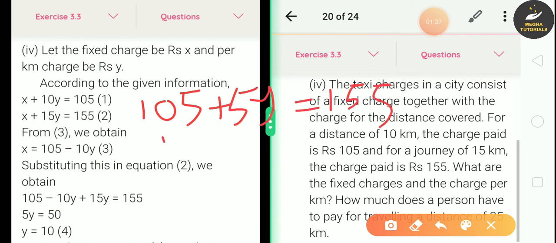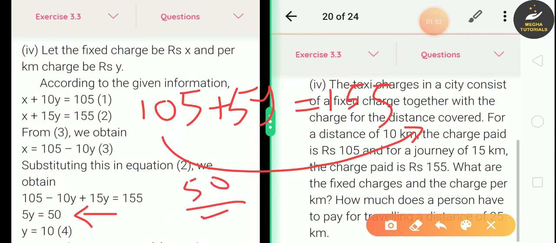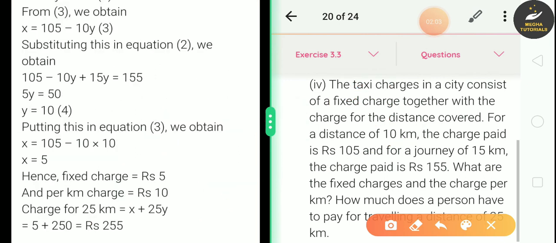Transpose 105 to the right hand side, so we'll get 5y is equal to 155 minus 105, which is equal to 50. So we'll get 5y is equal to 50. Then y is equal to 50 upon 5, which is 10. Therefore in the next step we'll get y is equal to 10. Okay, now put this value in equation 3. So we will get x is equal to 105 minus 10 into 10, that is 105 minus 100. So we'll get x is equal to 5.